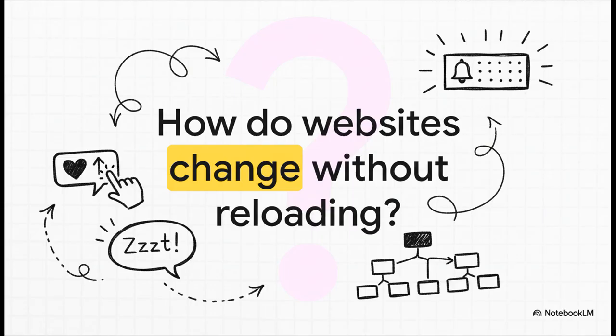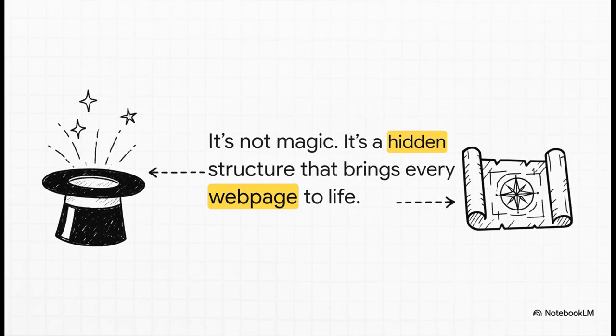You click a like button and poof, the counter goes up. You type a comment and it just shows up right there. Or a little notification slides into the corner of your screen. How does all of that happen so seamlessly without a full page refresh? It totally feels like magic, right? But it's not. It's actually this really elegant system working behind the scenes.